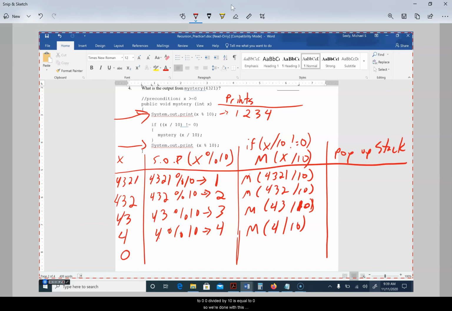If 0 divided by 10 is not equal to 0 — well, 0 divided by 10 is equal to 0, so we're done with this, and now we have to start popping back up the stack. Okay? So in order to do that, we basically have what we had here. This is 4 right here. So 4 modulus 10 is 4. So that's what prints. That's right here. So 4 prints.